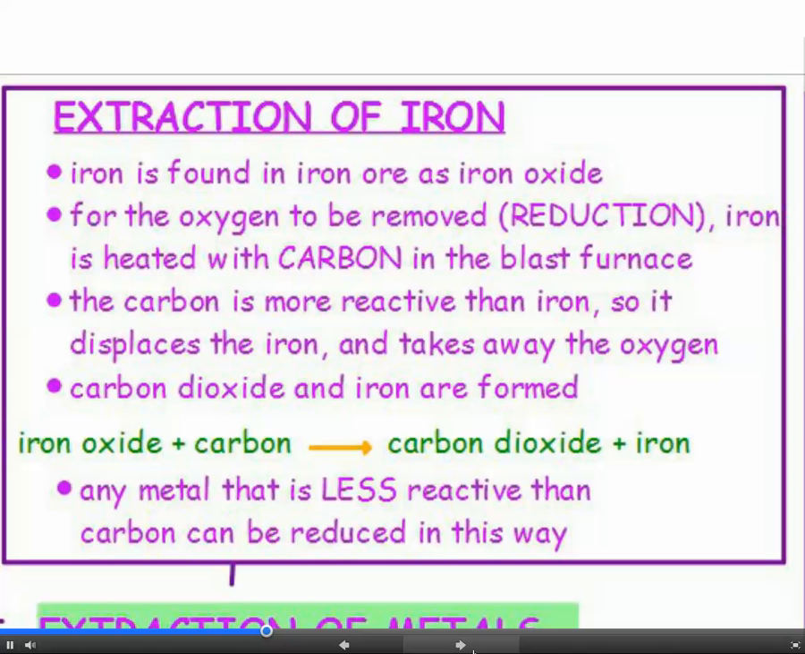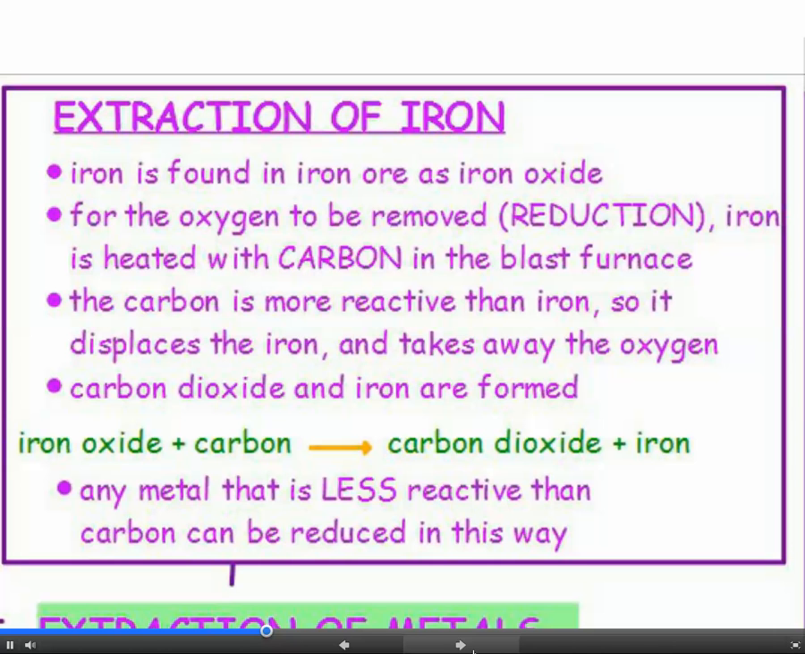So how do we extract iron from iron ore? Now, iron is found in iron ore, in the rock, as iron oxide. So we have to remove the oxygen. Remember, this is called reduction. So for the iron oxide to be reduced, iron is heated with carbon in a huge piece of kit called the blast furnace. Now, carbon is more reactive than iron, so it displaces the iron and takes away the oxygen. So carbon dioxide and iron are formed.